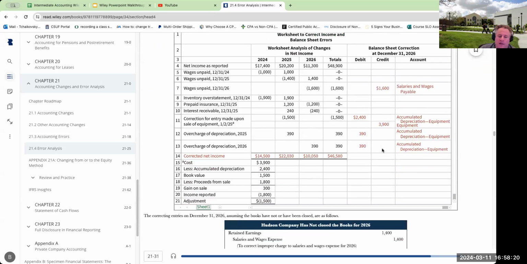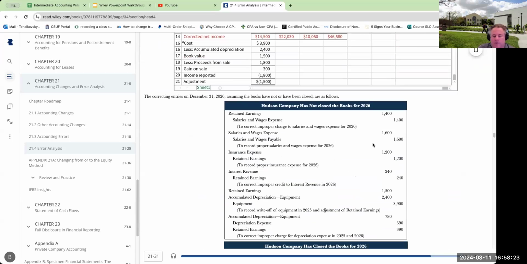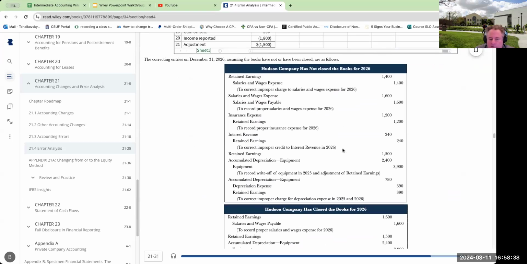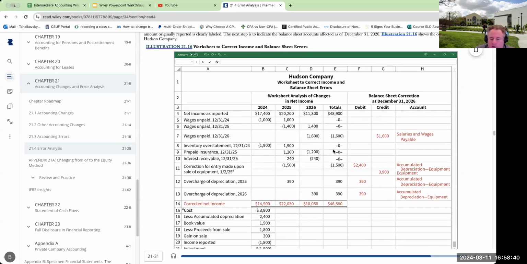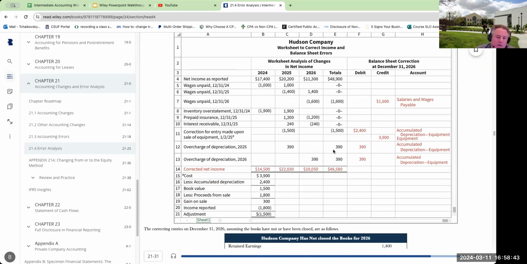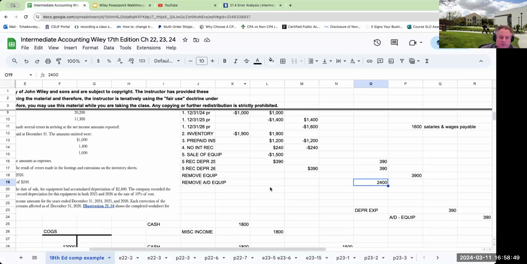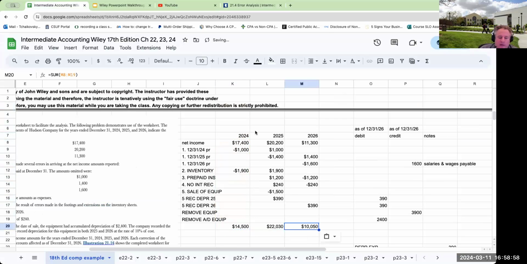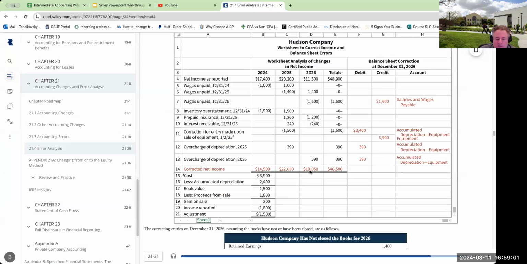So that's my video for this. As I look at these parts over here to record depreciation expense or to record retained earnings, I'm not going to go through these journal entries for has not or has closed, rather, hopefully this part of it makes a little more sense. And let's go through and add up our numbers. So we have over here 14,500, 22,030, and then 10,050.